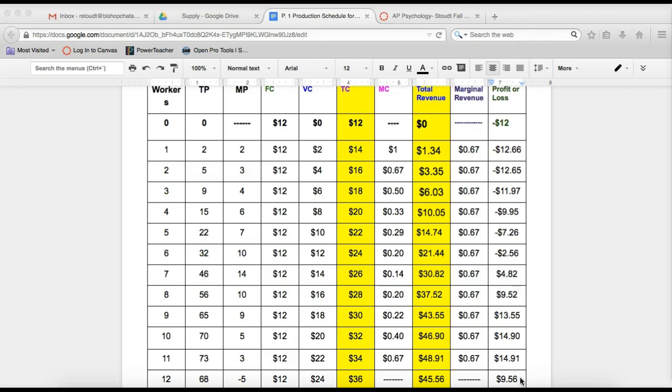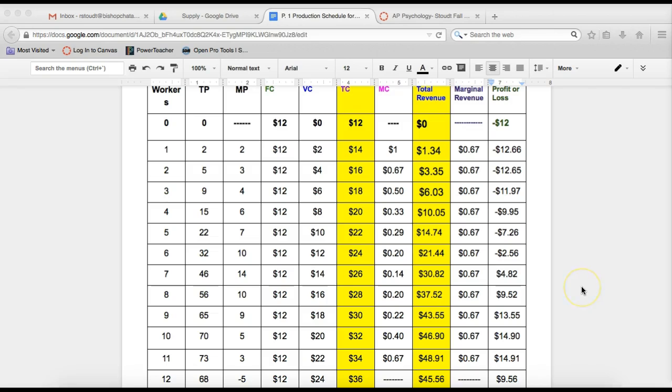Now, somebody may ask, why do we have to figure it out for the last one? Because keep in mind that we do figure out profit or loss for the 12 workers because we still have revenue and costs. Yes, I know that your marginal costs and your marginal revenue, you can't do them, but you can figure out profit or loss.